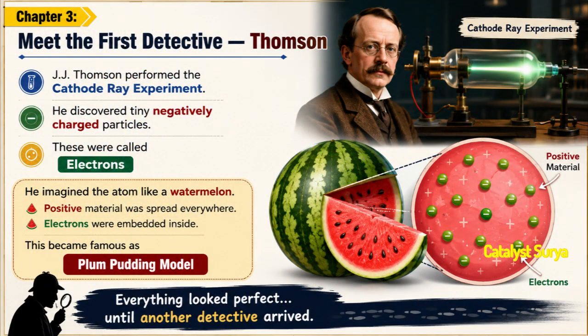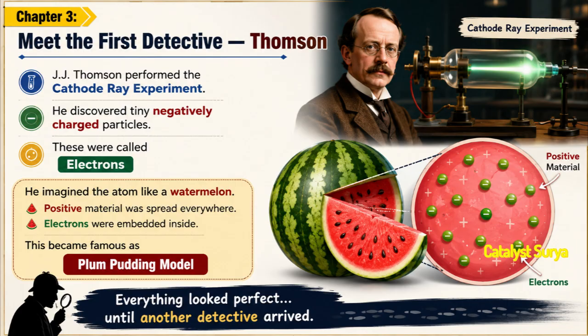A scientist named J.J. Thomson decided to investigate further. He performed a famous experiment called the cathode ray experiment. During the experiment, he discovered tiny negatively charged particles. These particles were called electrons. Now Thomson faced another question. If atoms contain negatively charged electrons, where is the positive charge?